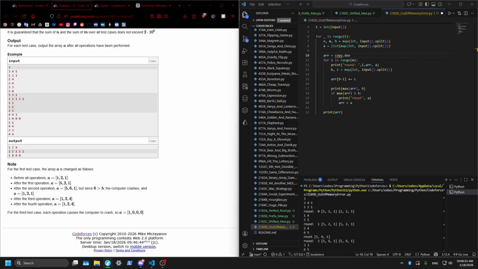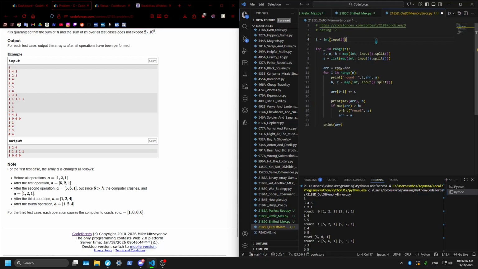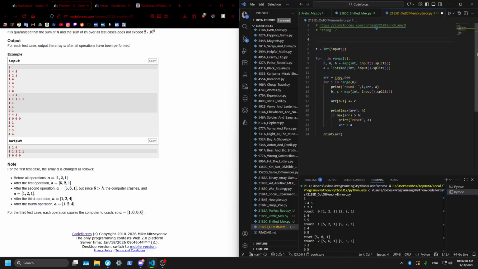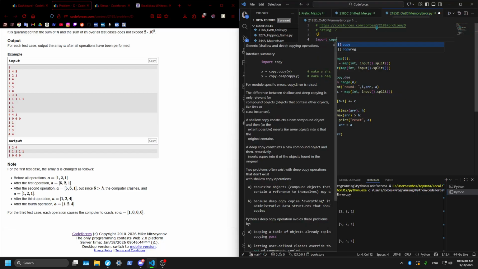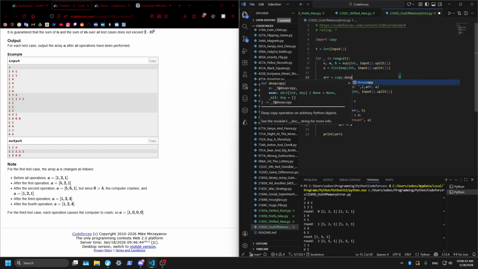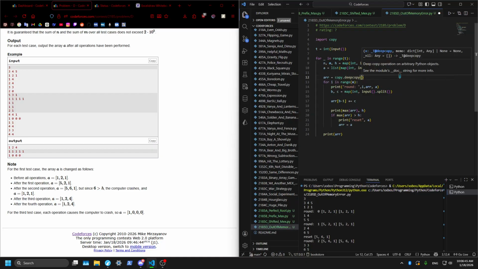I use the copy library, Codeforces. Okay, yeah, it is a standard library, right? So import copy, deep copy, copy.deepcopy, and then this should work.